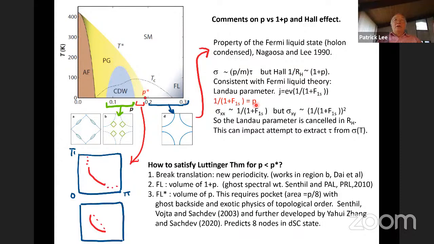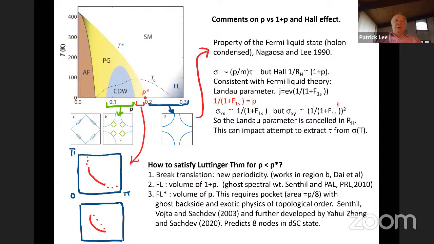Then, so this P is really a Landau parameter, okay? Now in Fermi liquid theory, the conductivity is proportional to this Landau parameter, which is exactly P. But the Hall sigma xy turns out to be proportional to this Landau parameter squared. That's because there are two factors of current that enter the Hall expression, but only one in the conductivity expression. And now if you make the Hall number, then this Landau parameter just cancels, okay?